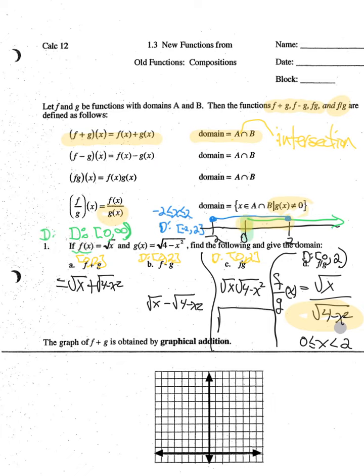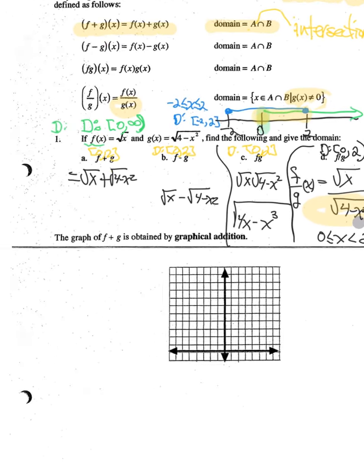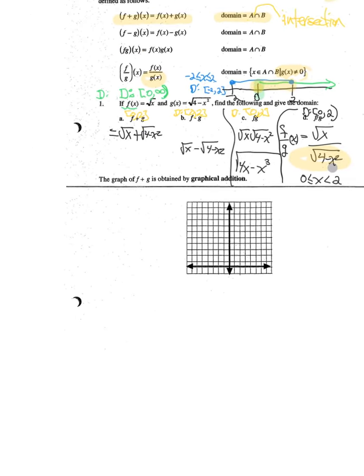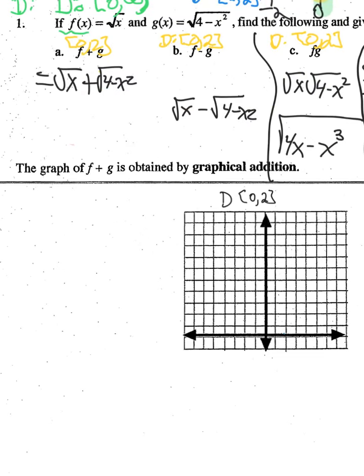Or you could be writing it this way. You're multiplying a root times a root. I guess that's 4x minus x cubed. Okay, so let's stop it. Let's look at how we can do this on our graph.